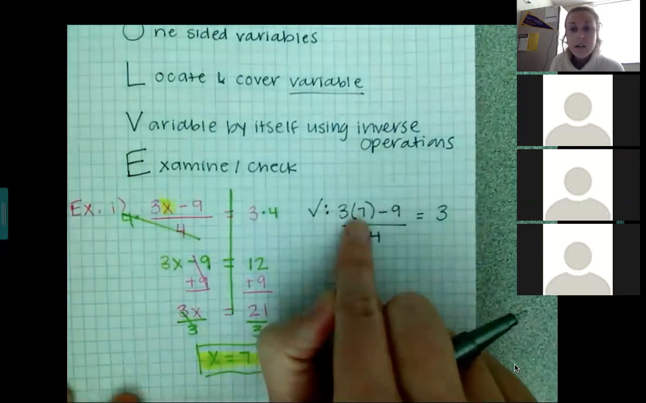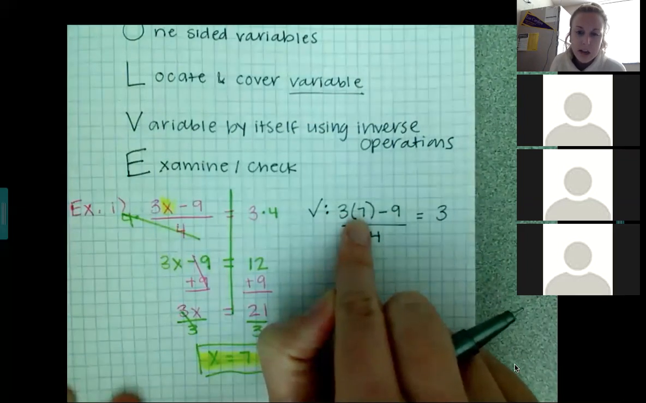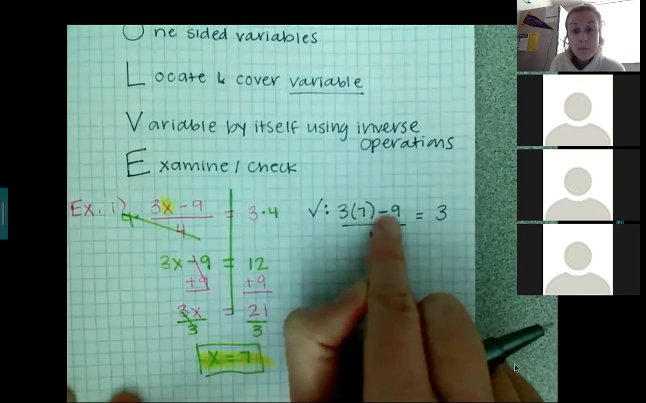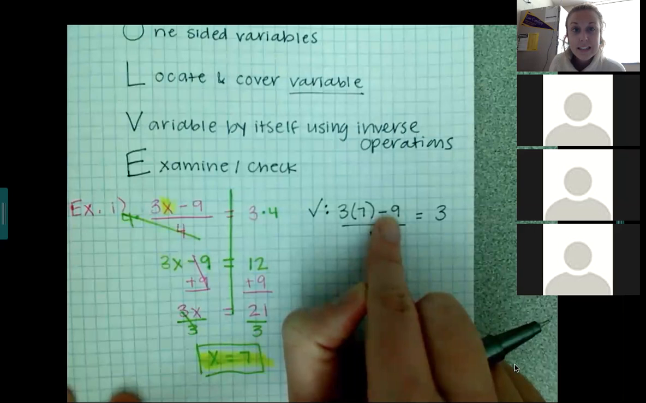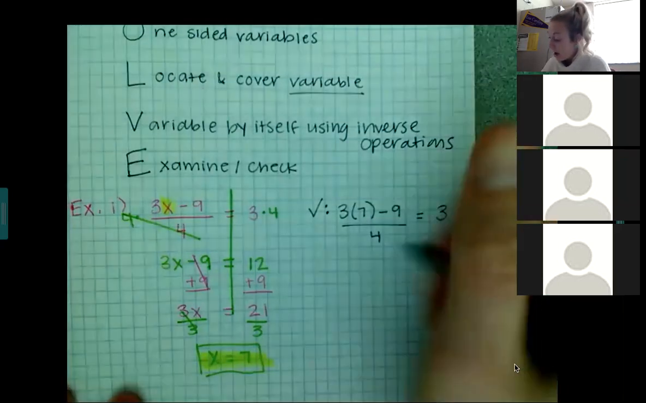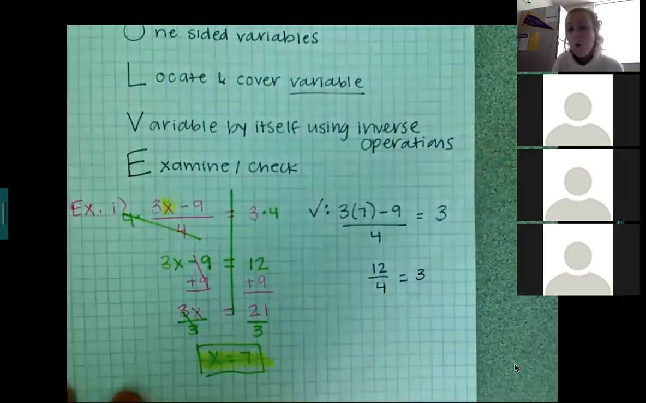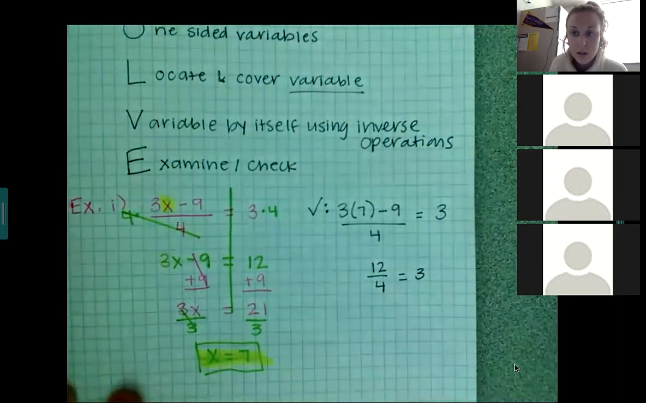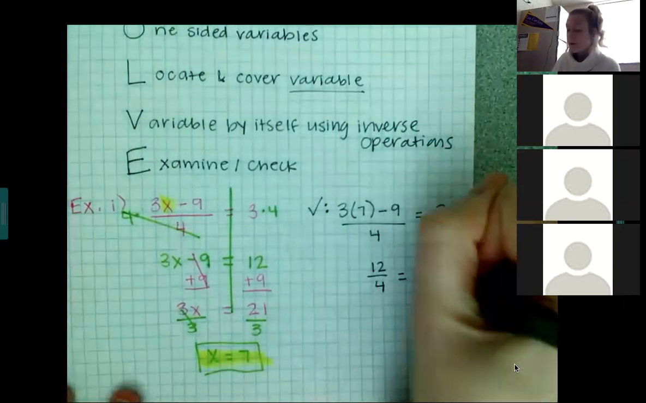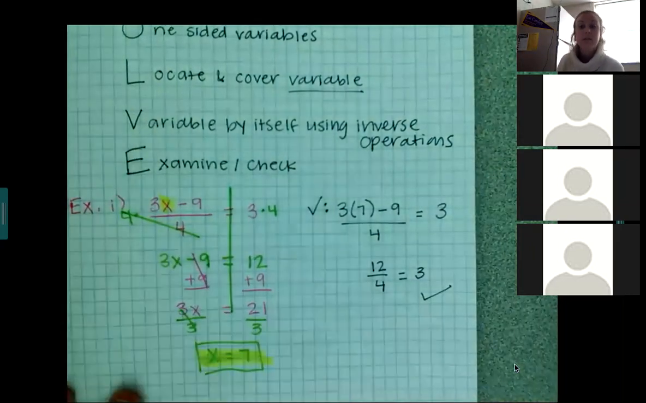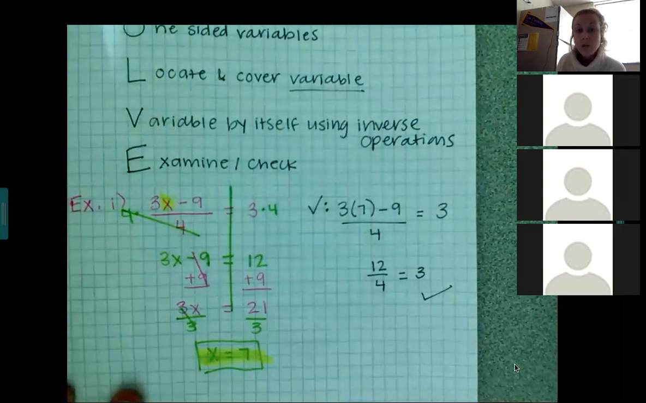3 times 7, because I got to do parentheses first. What's 3 times 7? 21. 21 minus 9? 12. Good. I was about to say count on your fingers if you got to. So look, is 12 over 4 equal to 3? Yes. So we know we did it right. The answer is 7. If it works out to be a true statement, then you did it right.